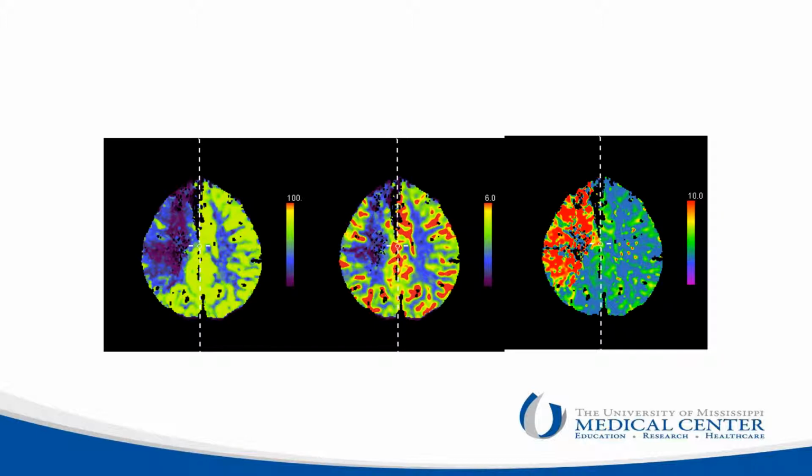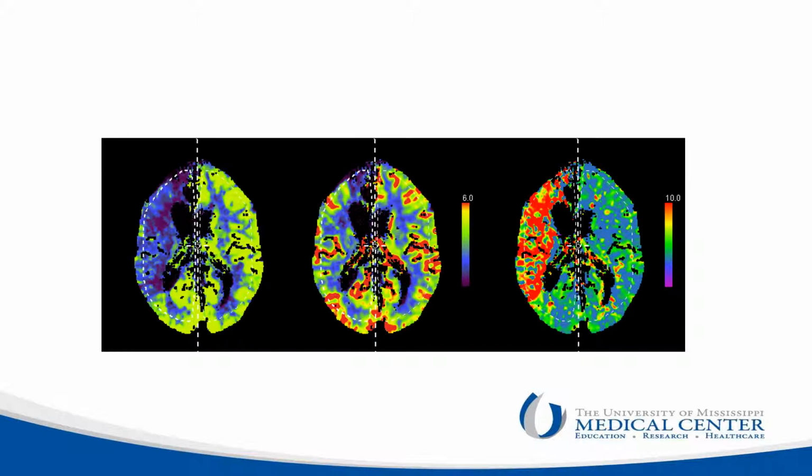This perfusion study shows decreased cerebral blood flow and increased mean transit time in the right MCA and ACA territories. Cerebral blood volume is decreased in the right ACA and somewhat in the right MCA at this level. More inferiorly, we can see decreased cerebral blood flow and increased mean transit time in the right MCA territory with a more preserved cerebral blood volume.